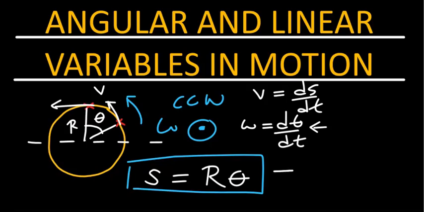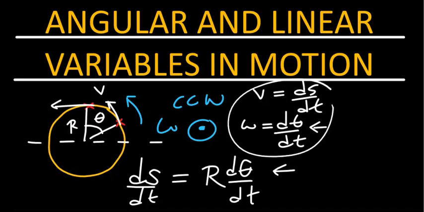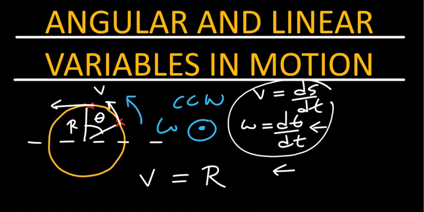What that means is, if we take the time derivative of that equation, the left-hand side would give you ds/dt. And the right-hand side, since r, which is the radius of the disk, is constant, you can take that out of the derivative sign and move on to theta and write it as d theta/dt. Now from here, we know ds/dt is the tangential velocity, and d theta/dt is the angular velocity, and this is how the two velocities are related.